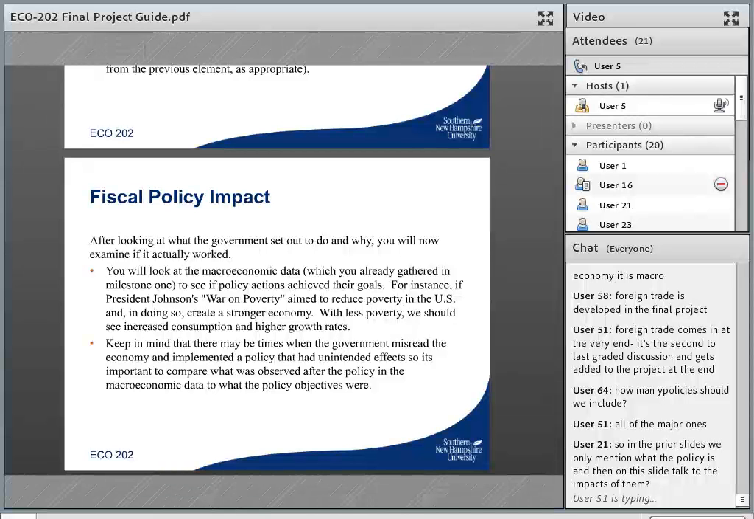So those are the ways that you can look at the impact overall. You can look at GDP, you can look at inflation, you can look at unemployment if those are the goals. And then you can also look at specifics at the household and the business level to explain how the policies impacted those groups.